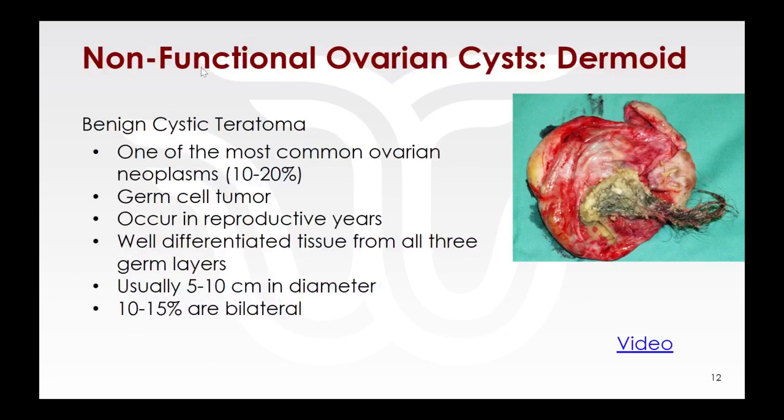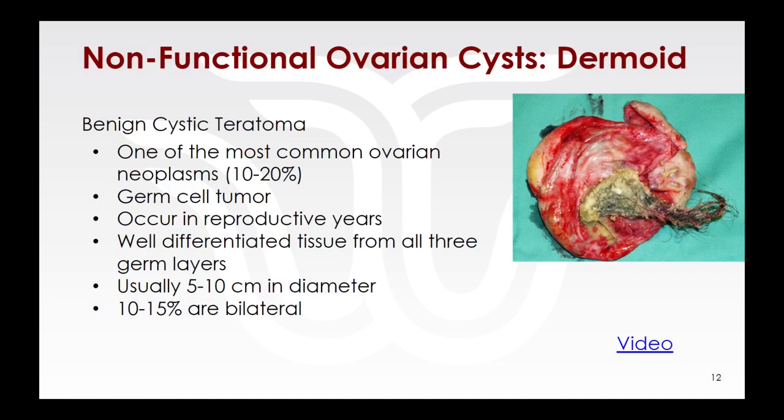Now we're going to start talking about, don't get grossed out, non-functional ovarian cysts, or adnexal masses. This is called a dermoid. You're also going to hear it called a teratoma, benign cystic teratoma. It is one of the most common ovarian neoplasms. And remember, neoplasm does not mean cancer. It is a germ cell tumor.